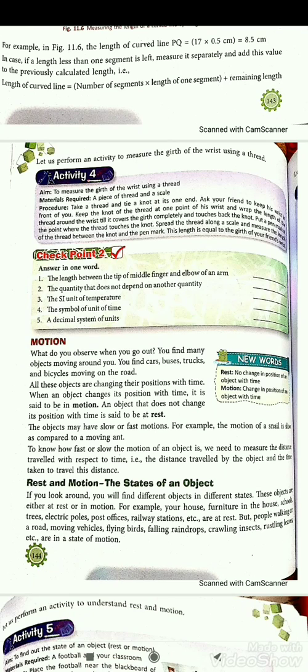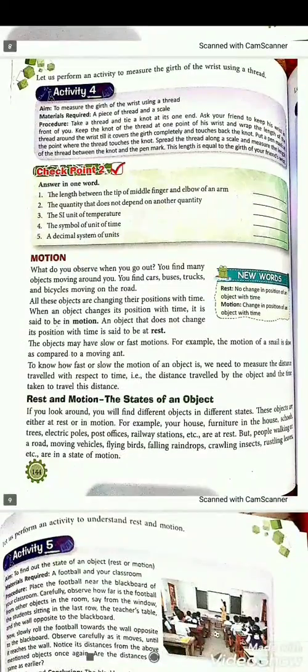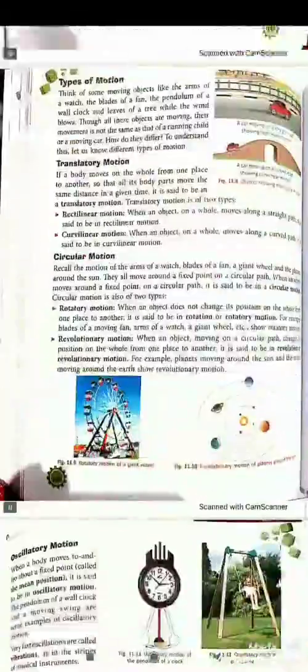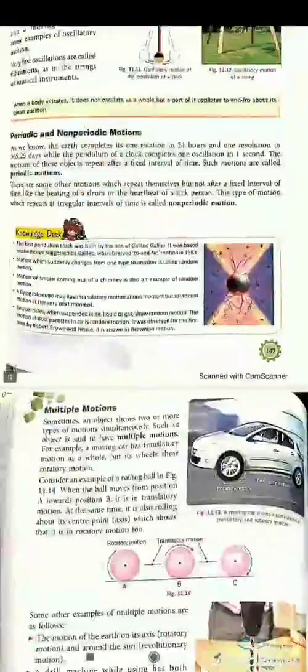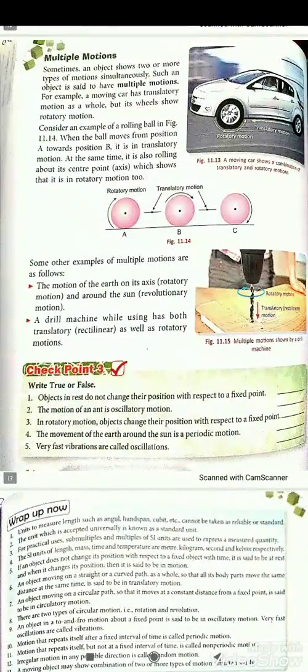Now question number 5. A decimal system of units is known as. The decimal system of units is known as the metric system. Before the SI system of units, another system was there, that is the metric system. Okay students, now let's check, are there more? Okay, now checkpoints number 3.